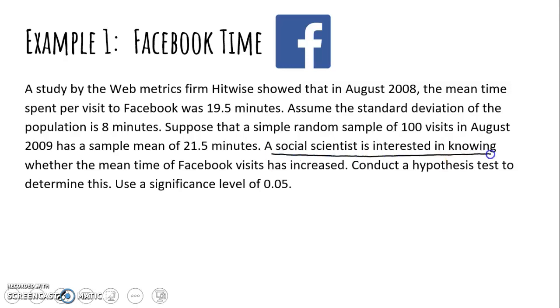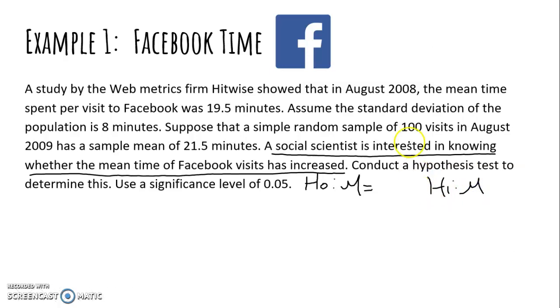So this is the claim. The claim is what the social scientist is interested in knowing. That's what we're conducting the hypothesis test to determine if this is correct. So we're testing a mean. So the first thing we do is we write our null and our alternate statement. So for our null, we're going to say the mean equals some number. And so for our alternative, we're also going to say mean or mu. Let's see, what was the claim? The social scientist is interested in knowing whether the mean time of Facebook visit has increased.